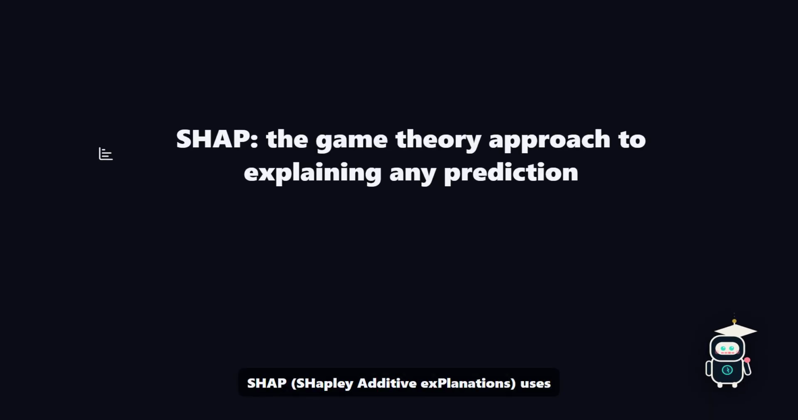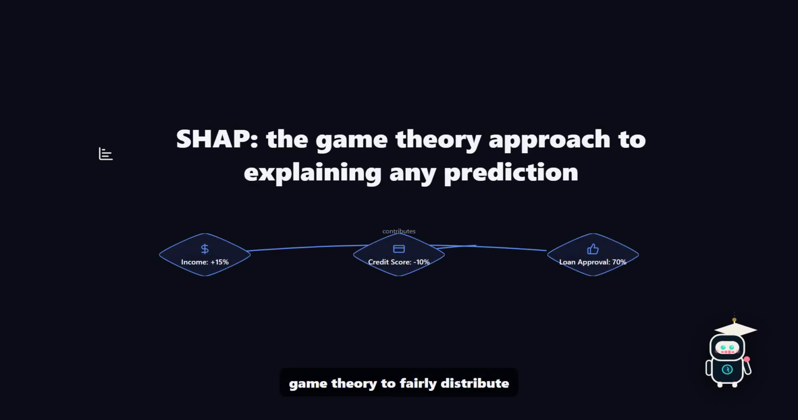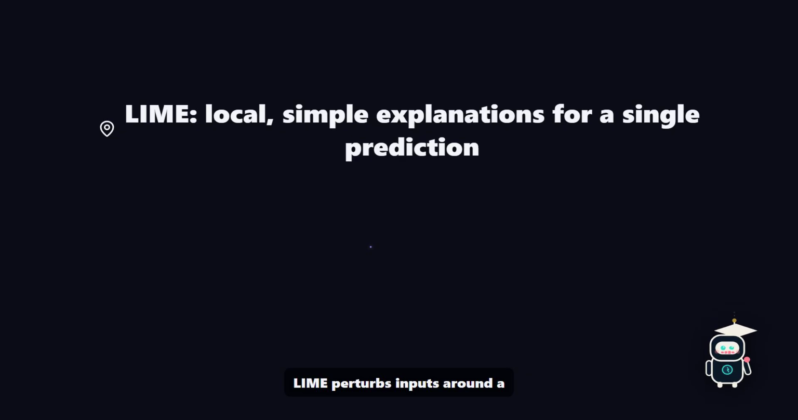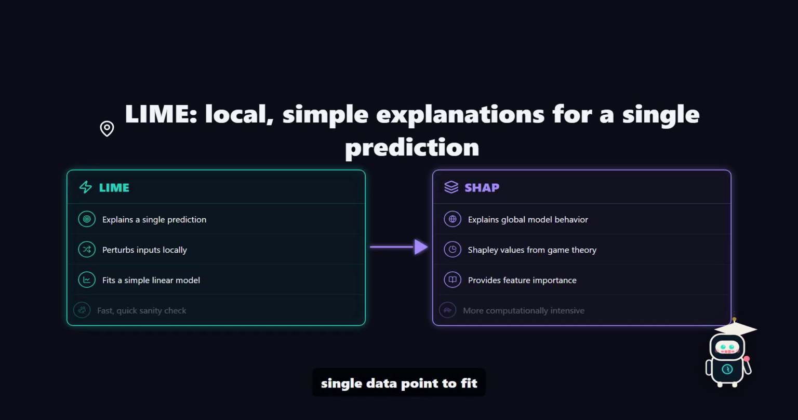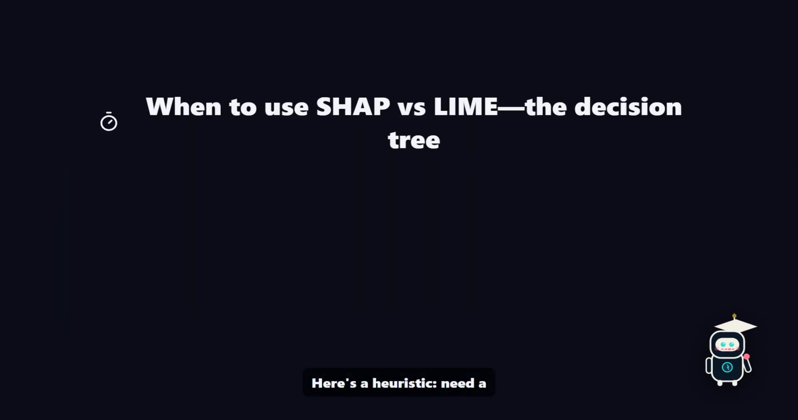SHAP, Shapley Additive Explanations, uses game theory to fairly distribute a prediction among features. Here, income adds 15%, credit score subtracts 10%, landing at a 70% loan approval probability, a waterfall chart in action. LIME perturbs inputs around a single data point to fit a simple linear model. It's fast and great for a quick sanity check, but it only explains that one prediction, unlike SHAP, which can offer broader dataset-level insights.